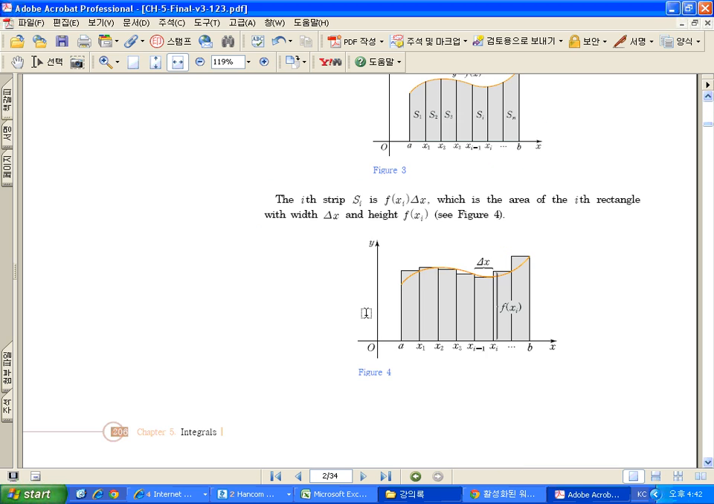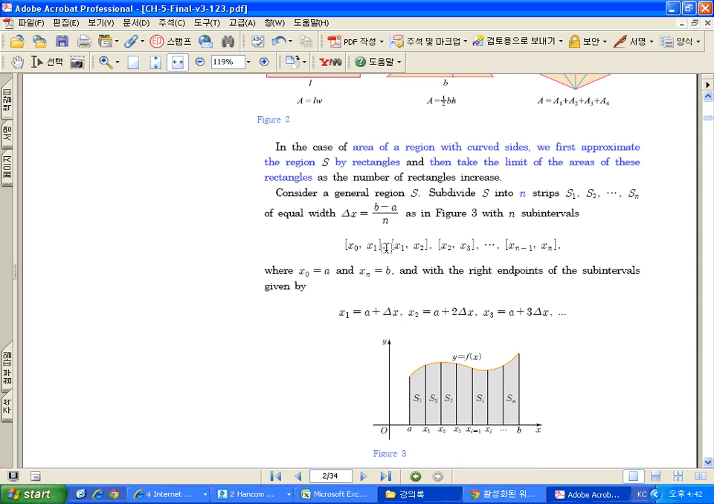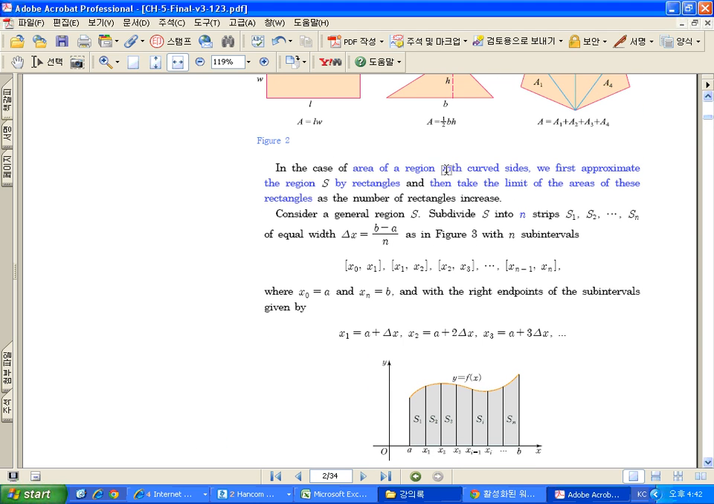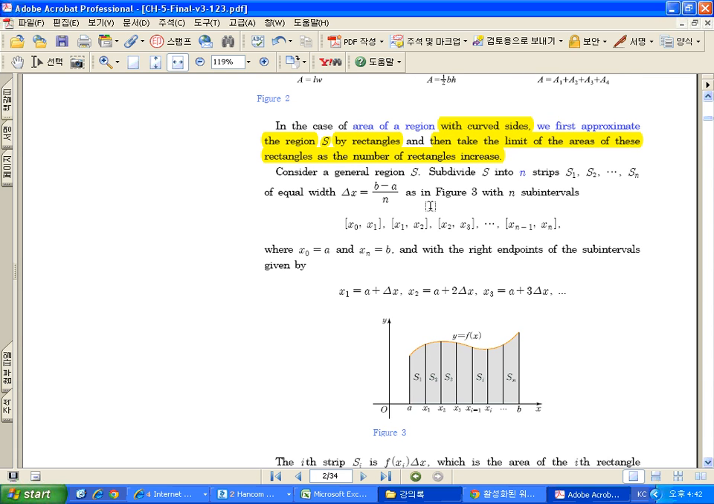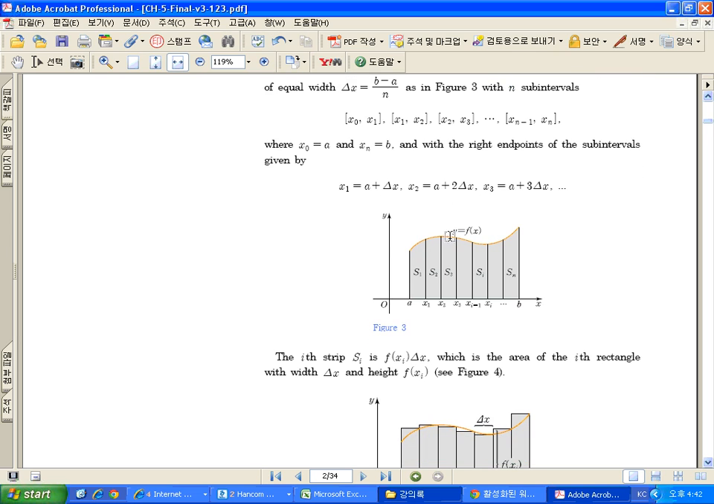So in the case of the area of a region with a curved side, we first approximate the region by rectangles, and then we take the limit of the area of these rectangles as the number of rectangles increases. That is 구분구적법. Like this.